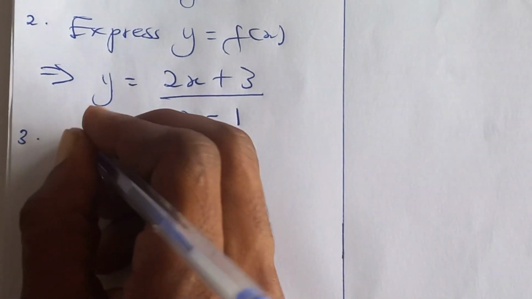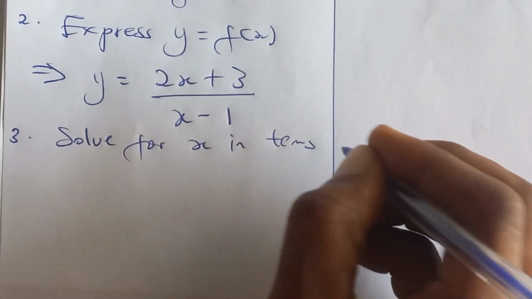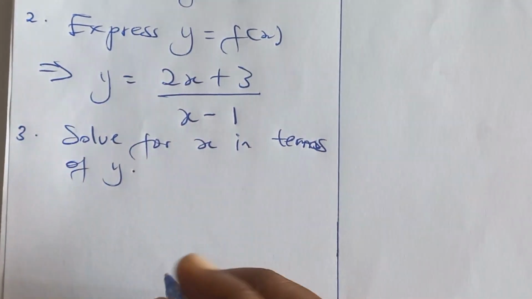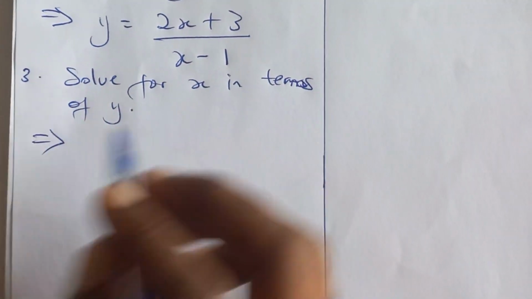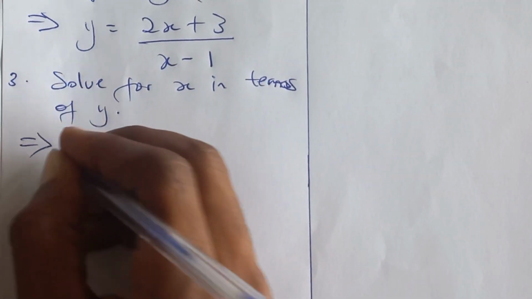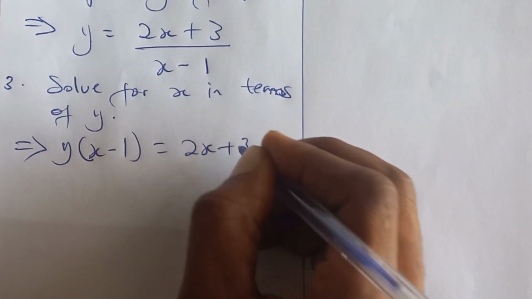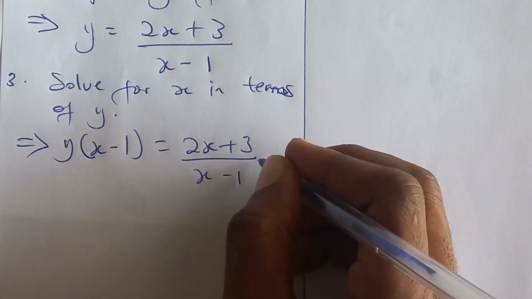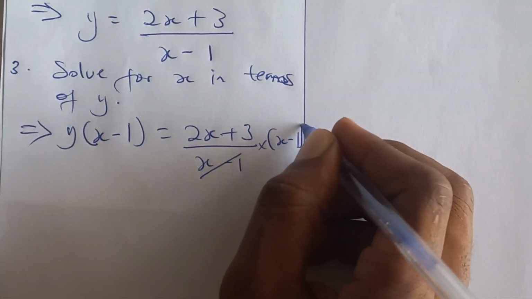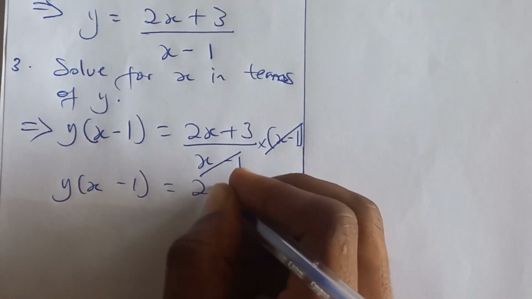3, solve for x in terms of y. So we solve for x in terms of y. So we need to multiply both sides by x minus 1. So y into bracket x minus 1 is equal to 2x plus 3 on x minus 1 multiplied by x minus 1. So you can see that the denominator will cancel out this, leaving y into bracket x minus 1 is equal to 2x plus 3.